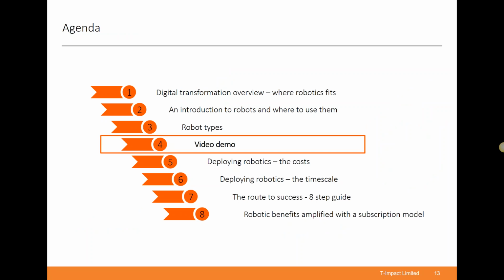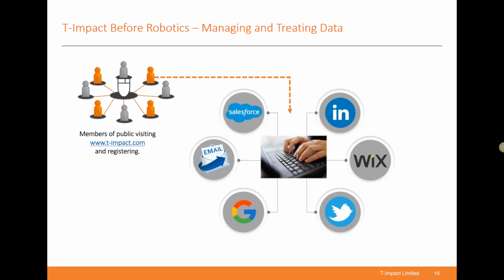So now it's time to take a look. I've done a bit of talking. Let's show you a video of a robot running, and this is a video that we've put together. It was developed with us at T-Impact for a solution that we face every week. Now, every week we get, through our website and through other sources, lots of inquiries about robotic process automation, what it can do, how we can come and help people to deliver it.